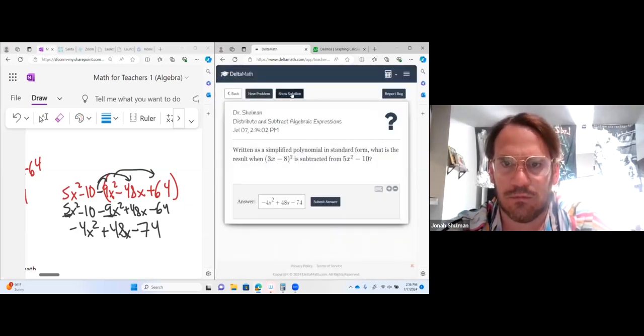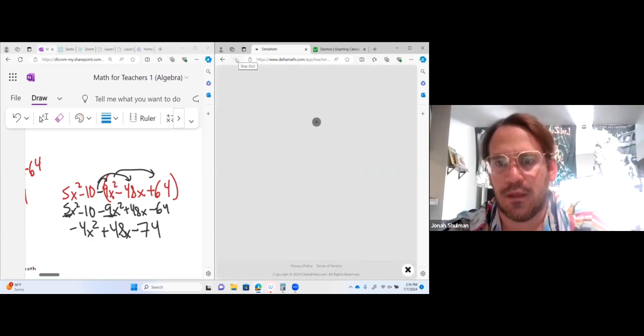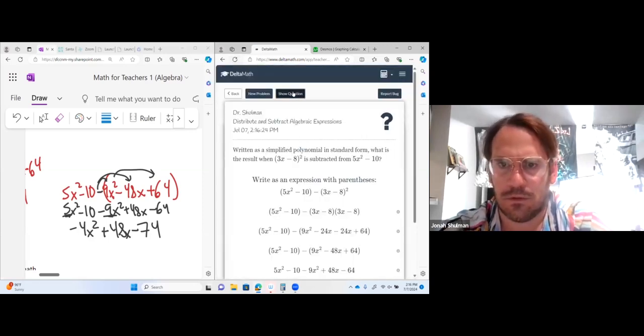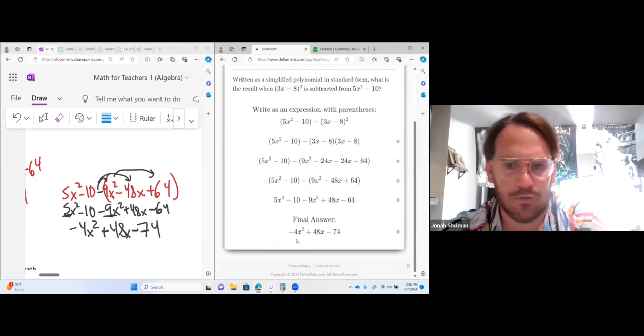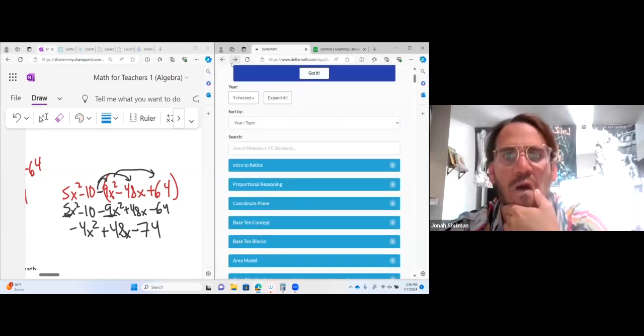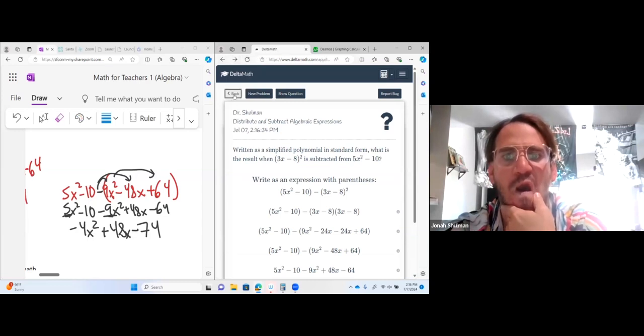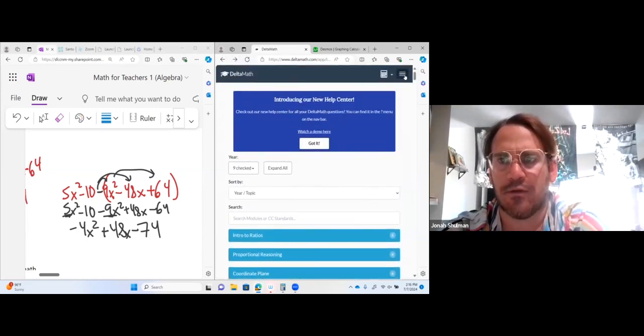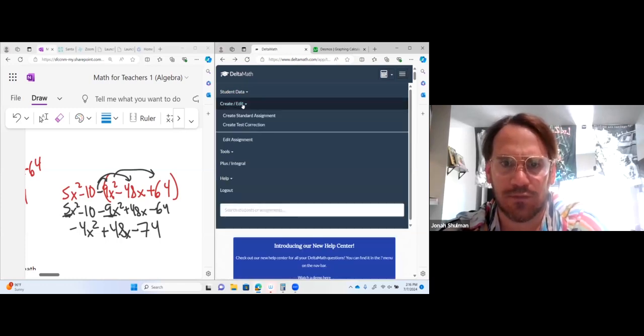All right, well, I'm just clicking the solution. Oh, I gotta reload the page. It froze on us. Negative 4x squared. Yeah, we got it. All right. The last two don't want to exist. That's fine.